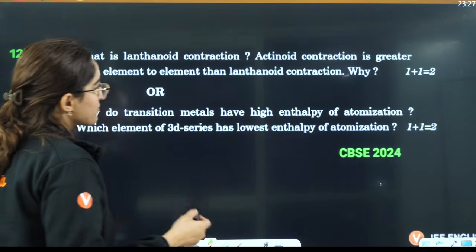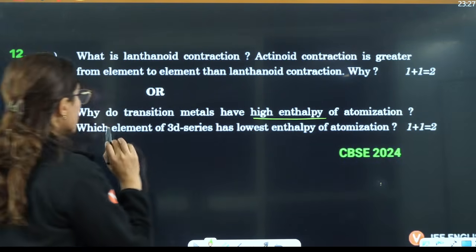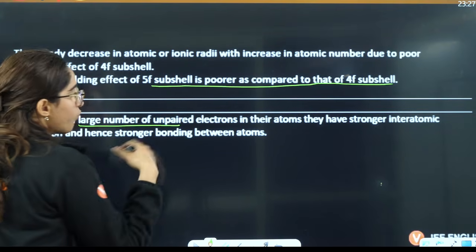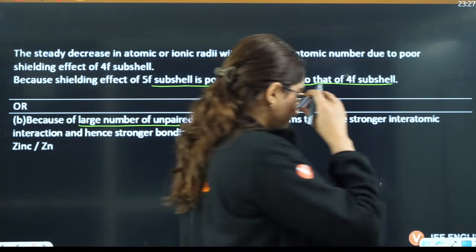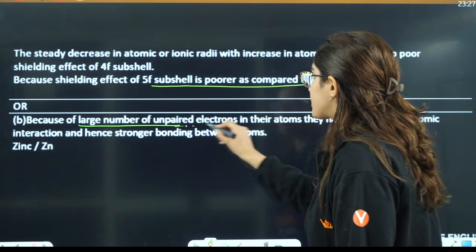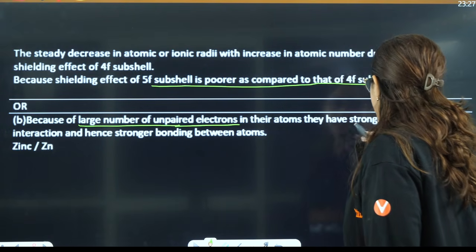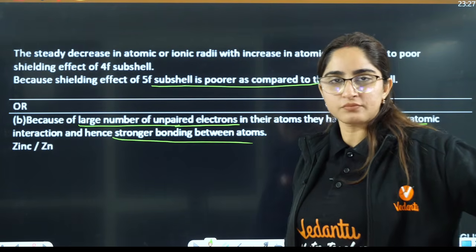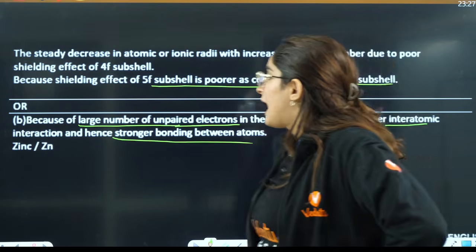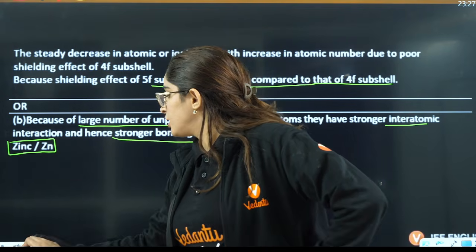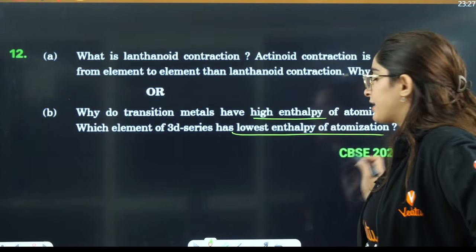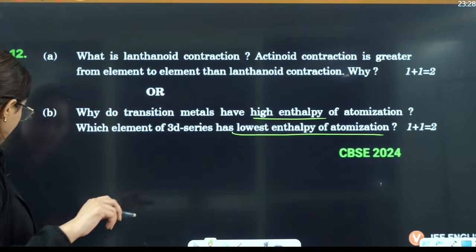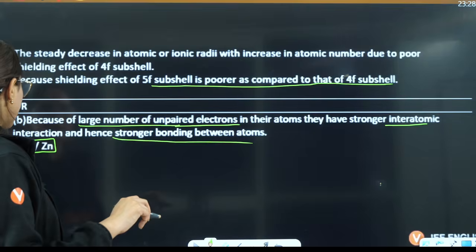Next, why do transition metals have high enthalpy of atomization? Which 3d element has the lowest enthalpy of atomization? The more unpaired electrons, the more the enthalpy of atomization. A large number of unpaired electrons in their atoms gives stronger interatomic interaction, and hence stronger enthalpy of atomization. Zinc has the lowest enthalpy of atomization. Which one has the highest? Vanadium has the highest. Okay?